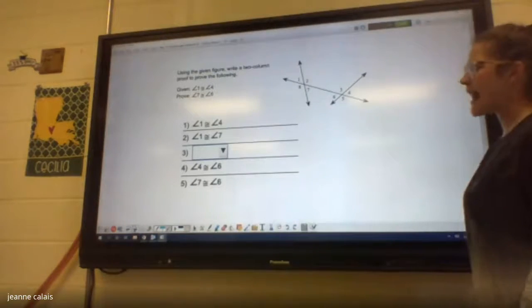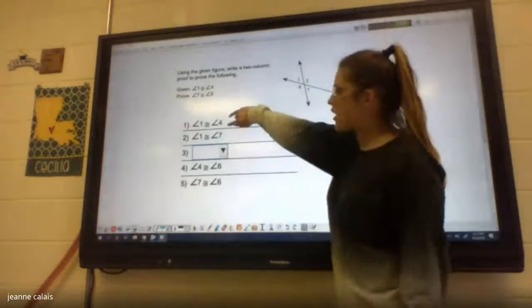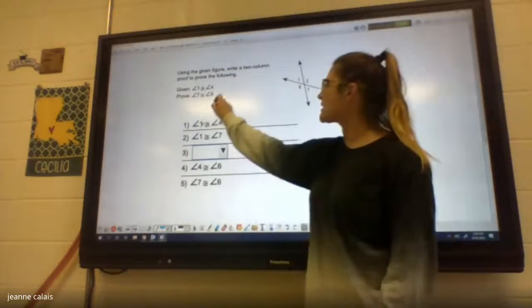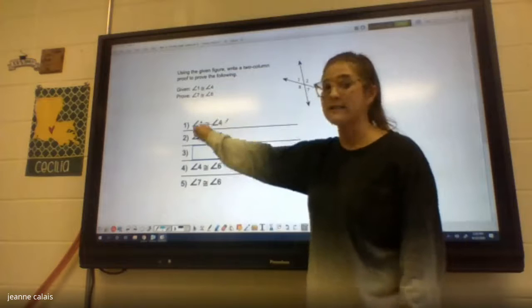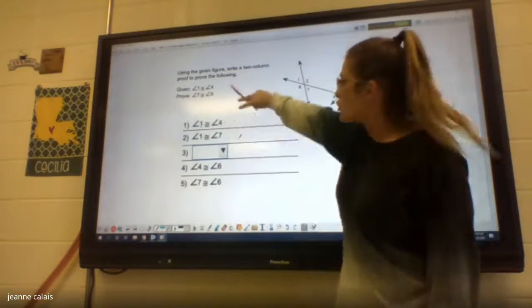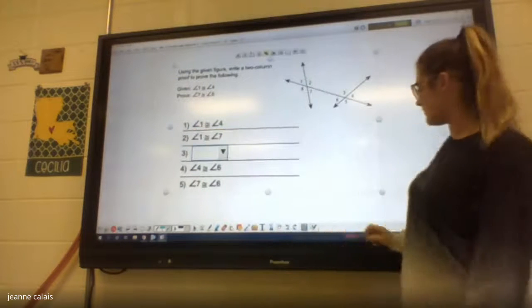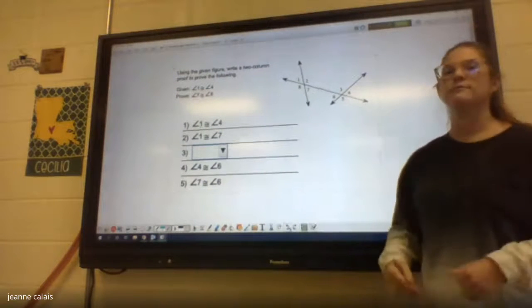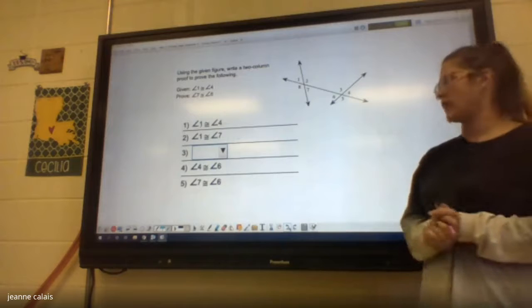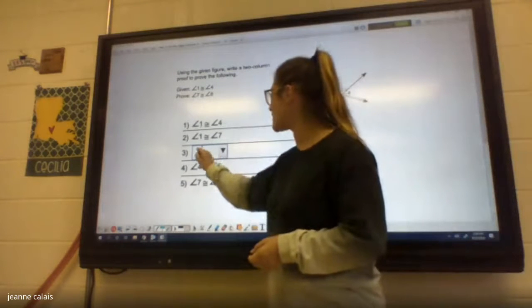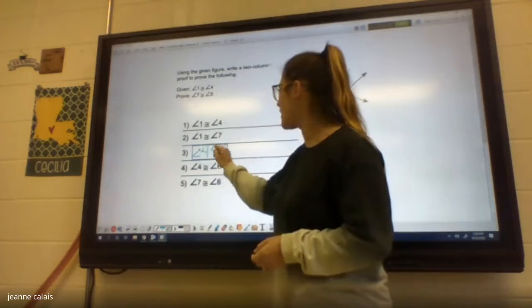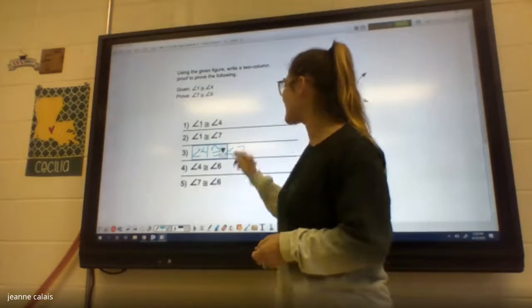And lastly, here, 1 is congruent to 4. 1 is congruent to 7. So if 4 and 7 are both congruent to 1, then they are congruent to each other. I'm going to expect that response. So angle 4 is congruent to angle 7.